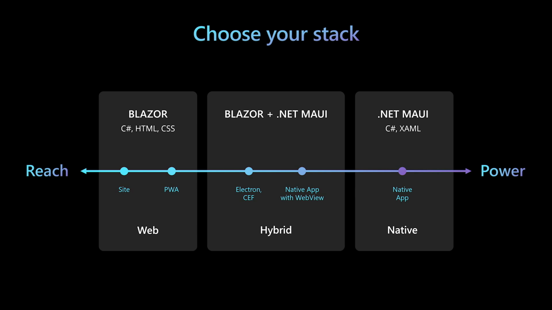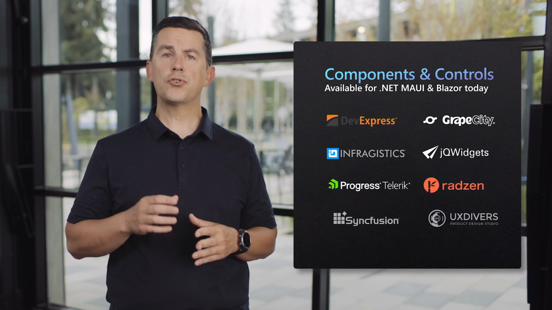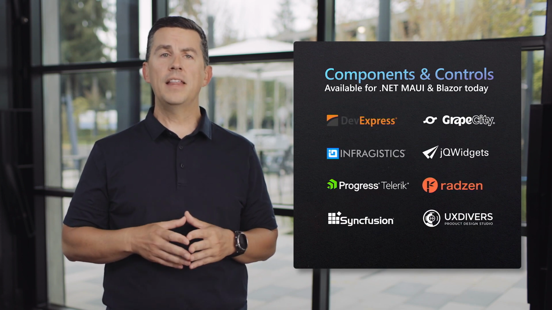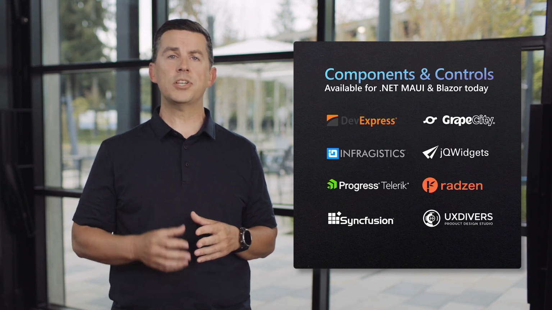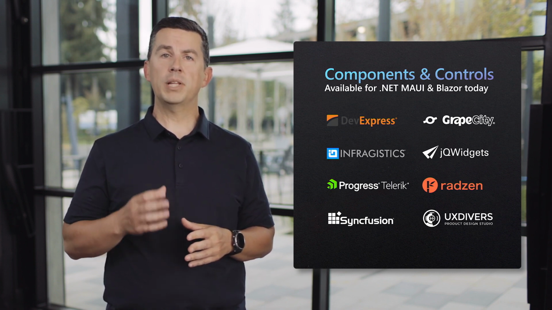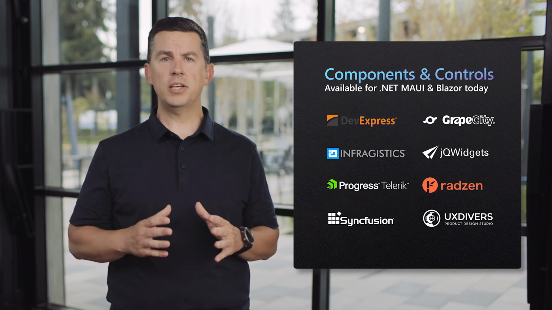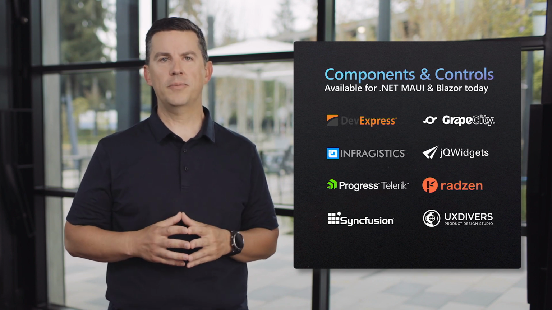As you can see, you have choices when it comes to native and web development with .NET. It comes down to reach and power, and it's a sliding scale. Depending on your application needs, you can choose the right mix for you. Full web for the most reach, full native for the richest native experiences, or a little bit of both for hybrid. I also want to call out that many .NET ecosystem partners have controls and components available today that add functionality and provide advanced controls for your .NET MAUI and Blazor apps. We have an awesome ecosystem. Please go check them out.